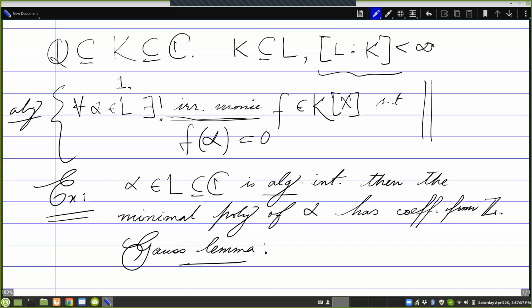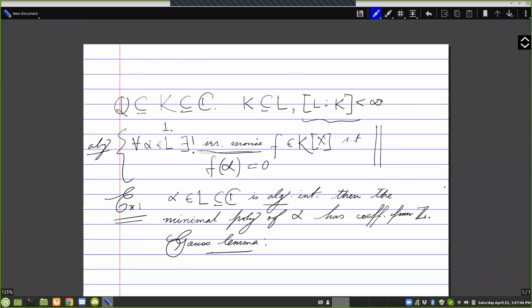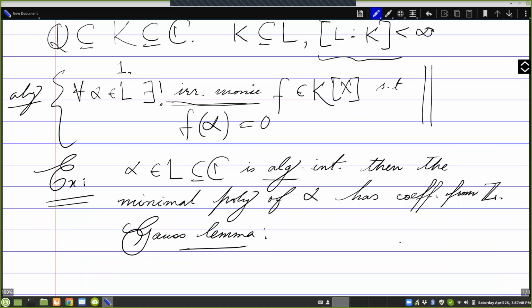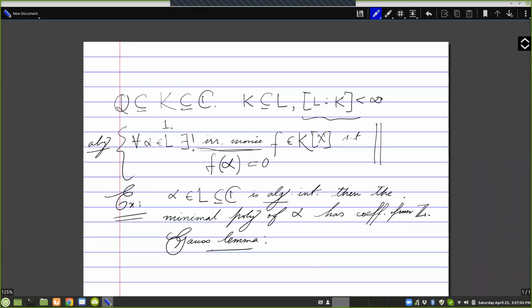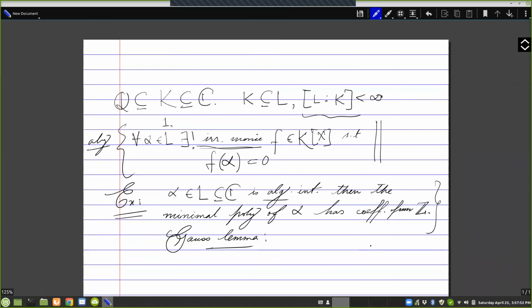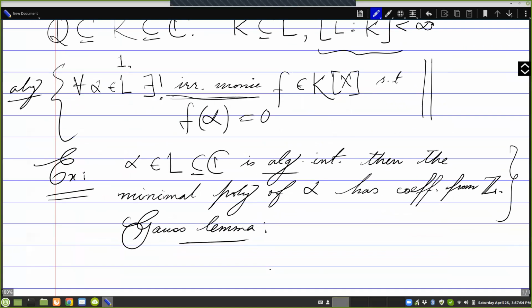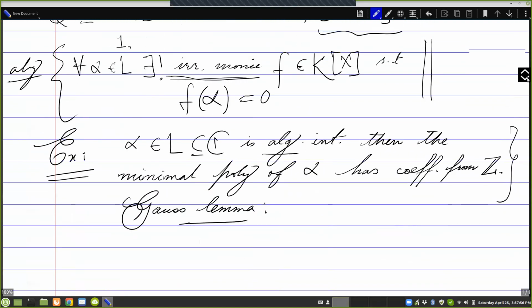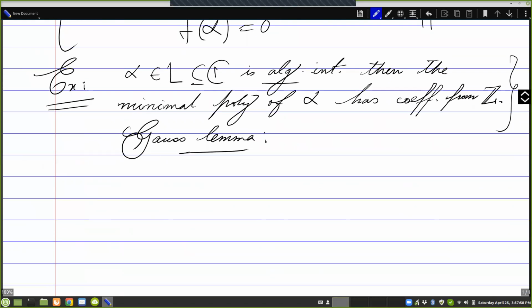So, which I presume that you must have seen in your ring theory course in MSc. So I hope that using the Gauss lemma, you can do this exercise without any difficulty. Okay. So before we go ahead, let's recall one more thing, that there are two things.